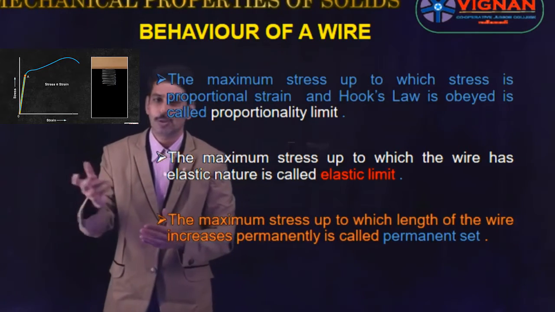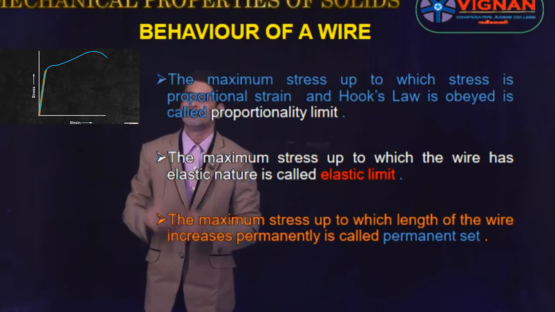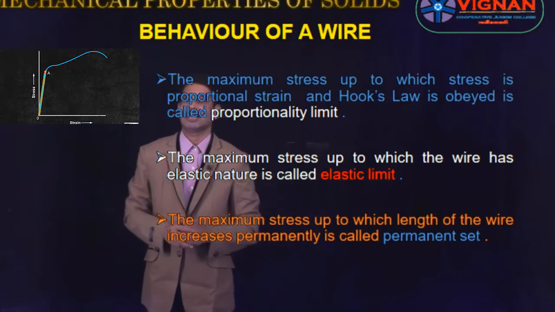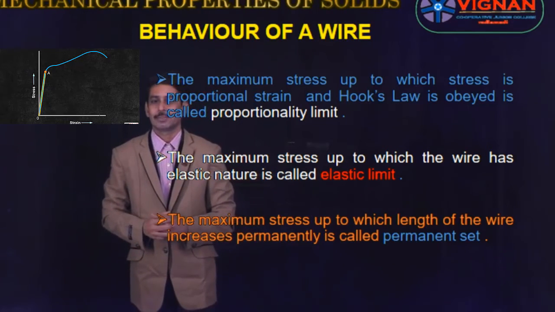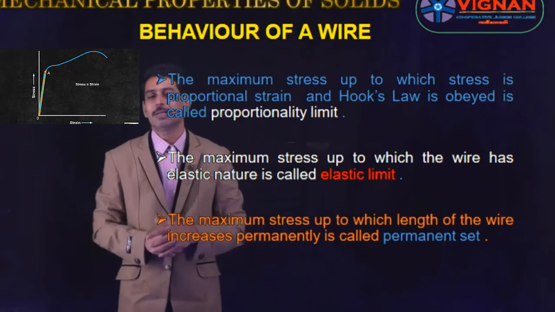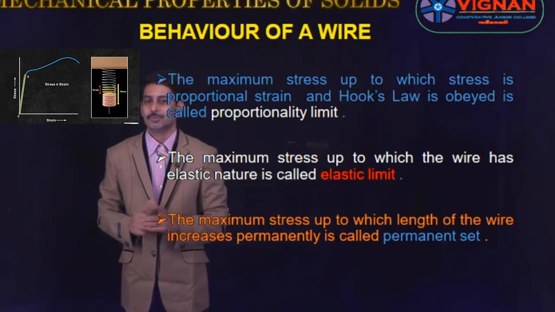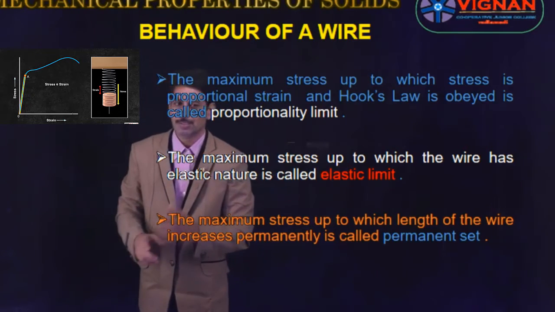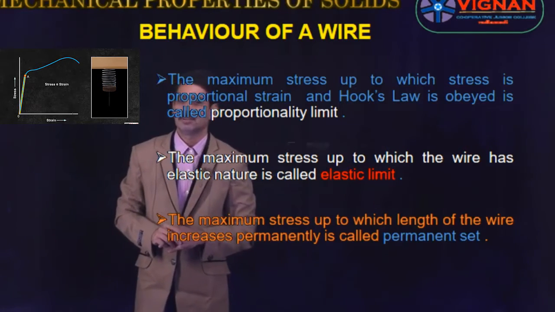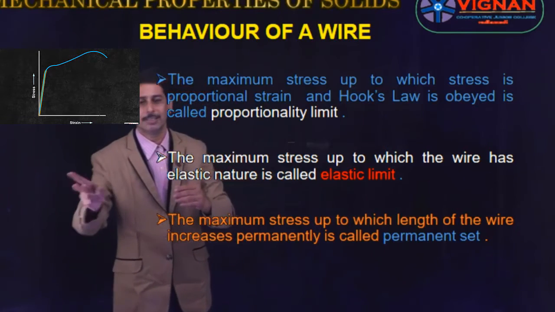If we remove the loads at the point C, the wire does not get back to its original length, but there is a permanent increase in the length of the wire. That is why that point is called the permanent set. The maximum stress up to which the length of the wire increases permanently is called the permanent set.